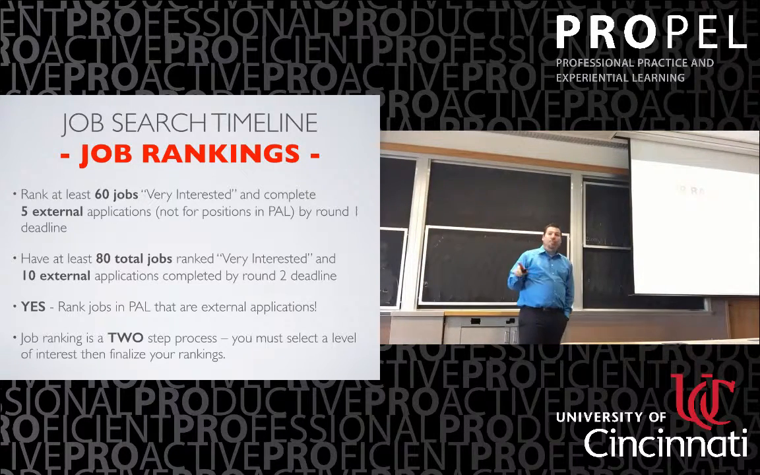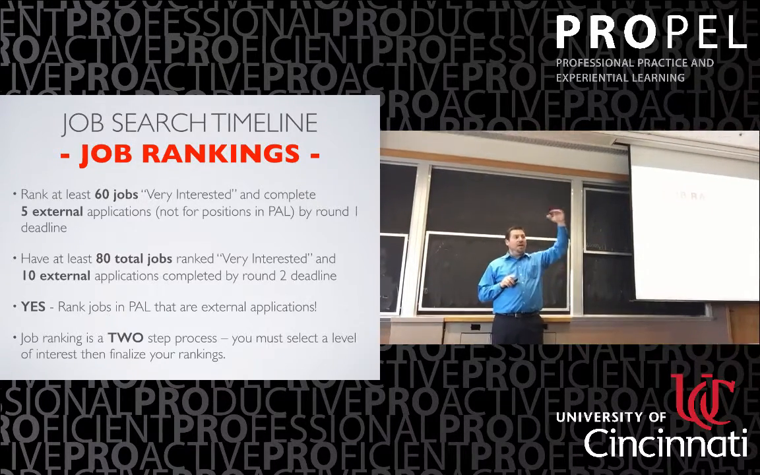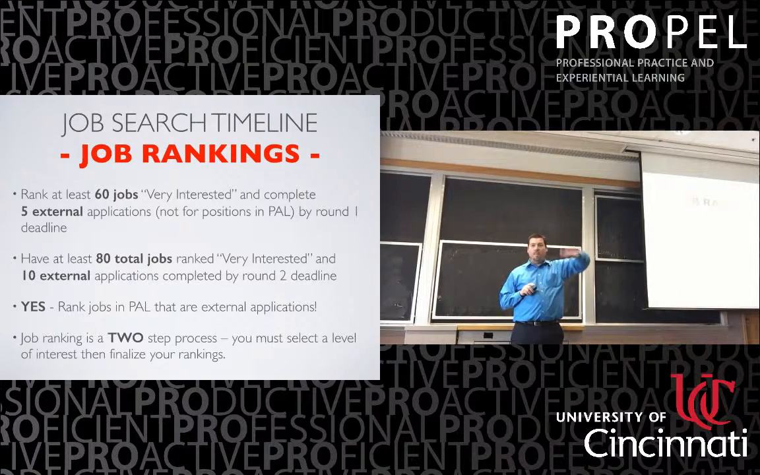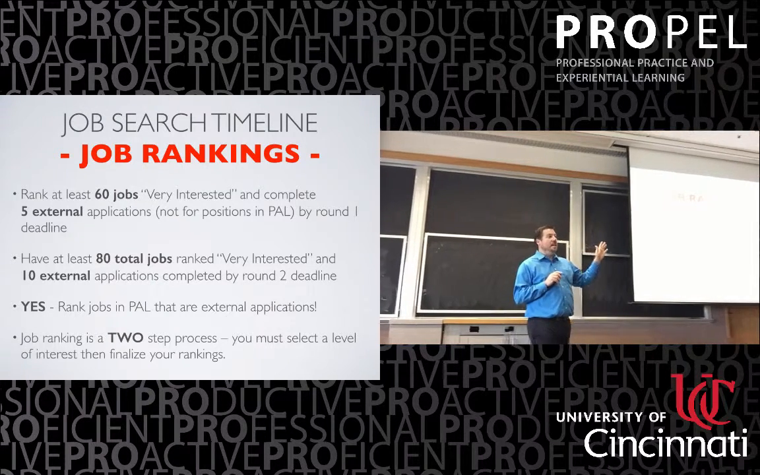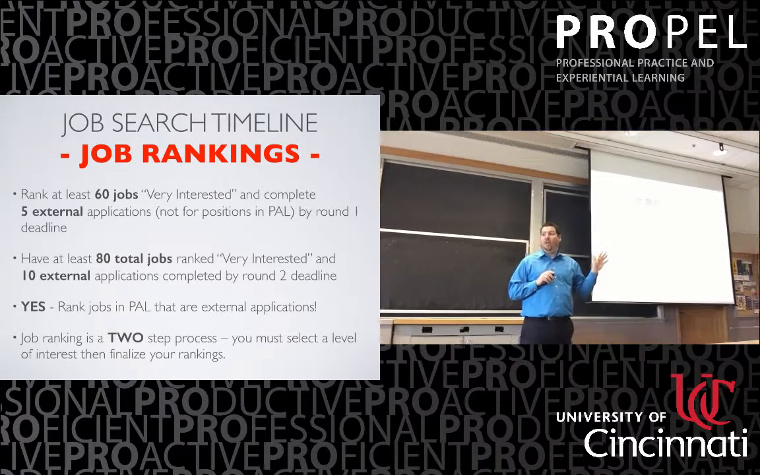Job ranking is a 2-step process. So when you click very interested, and you have done a bunch of those, in order to finalize that, you have to scroll all the way to the bottom and hit finalize selection. If you don't hit that last button, all of your work will be gone. It's like writing a term paper and forgetting to hit save and then the computer crashing. It's the worst feeling ever.